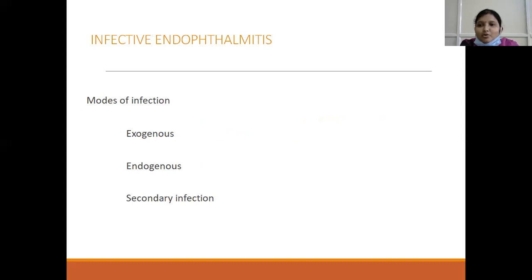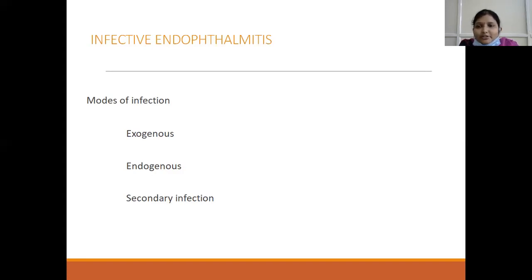So what are the various modes of infection? It can be by exogenous spread, endogenous spread, or secondary infection. What is exogenous infection? Here the source of infection is from the outside and it gains entry into the eye either by perforating injuries, or due to perforated corneal ulcer, or in the post-operative period after intraocular surgeries.